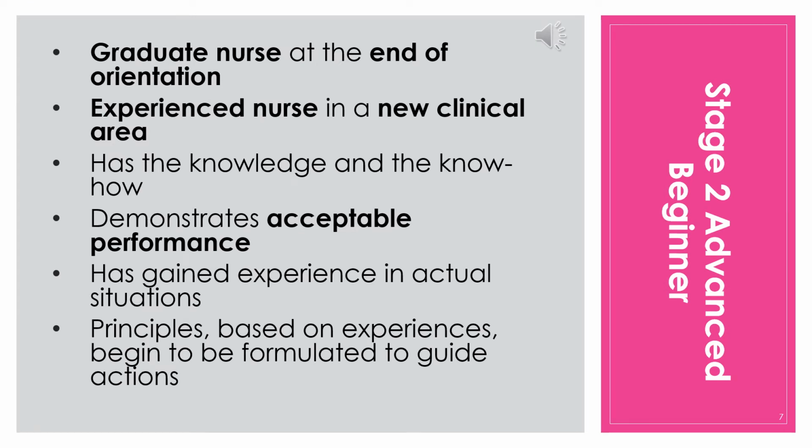So when you've done your fabulous job of precepting this bright and shiny nurse resident, they will be ready to move on to independence, and they'll be in stage 2 as an advanced beginner. So now they are a graduate nurse, they're at the end of orientation, they've demonstrated acceptable performance, they are safe practitioners, and you're ready to now be a peer.